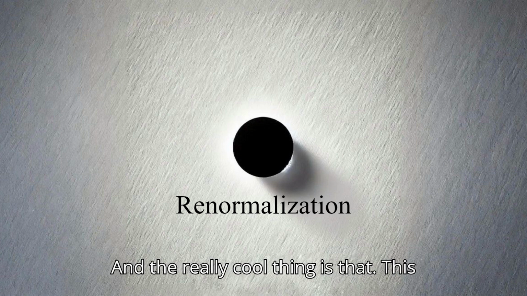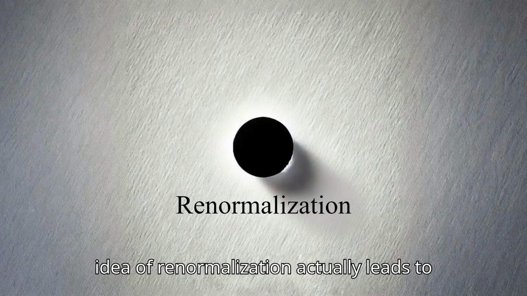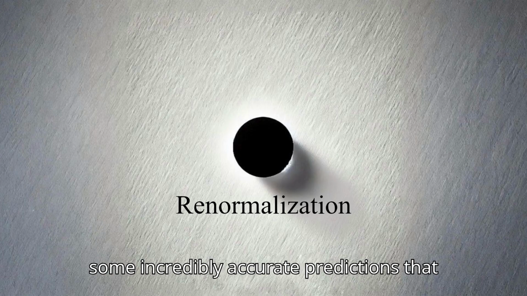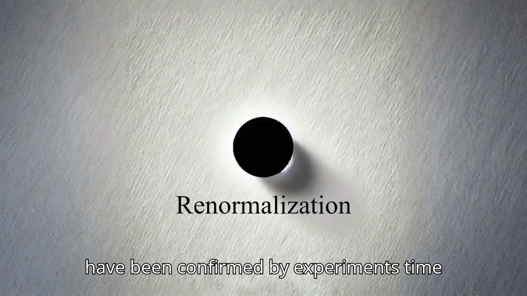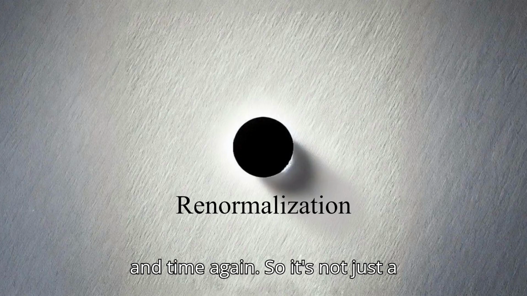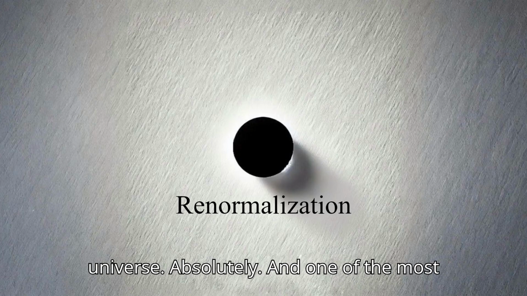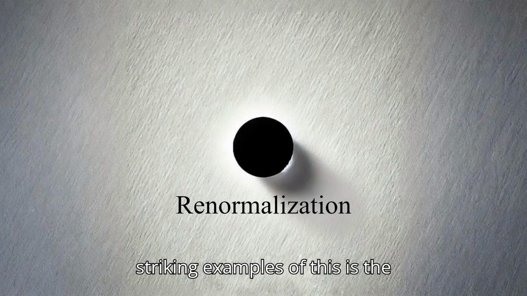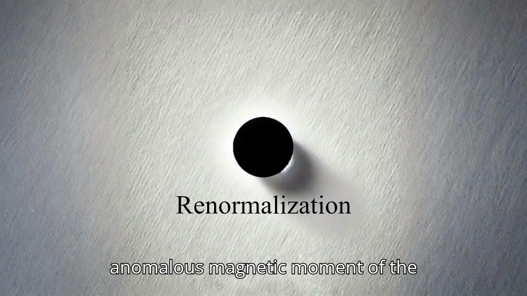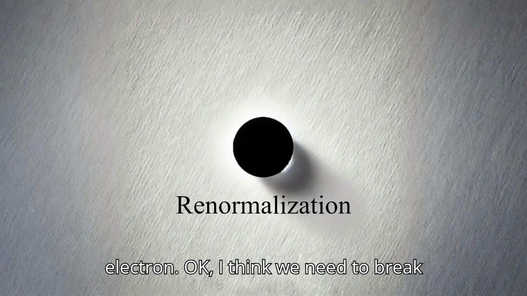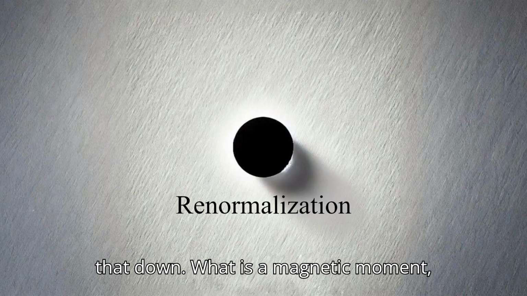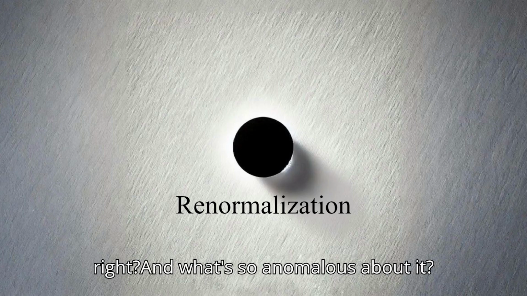It is. And the really cool thing is that this idea of renormalization actually leads to some incredibly accurate predictions that have been confirmed by experiments time and time again. So it's not just a mathematical trick. It's a way of revealing a deeper truth about the universe. Absolutely. And one of the most striking examples of this is the anomalous magnetic moment of the electron. Okay, I think we need to break that down. What is a magnetic moment? Right. And what's so anomalous about it?